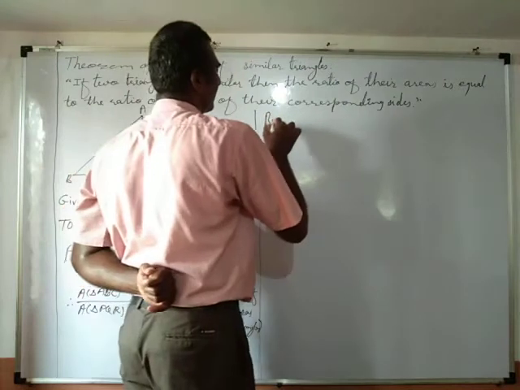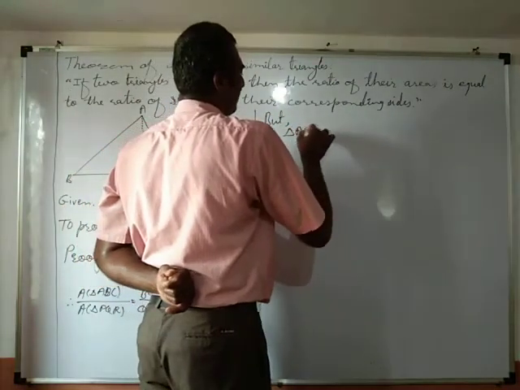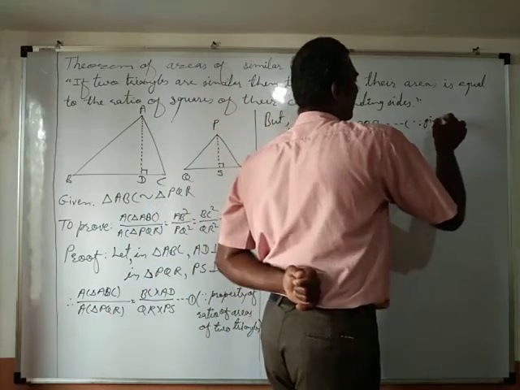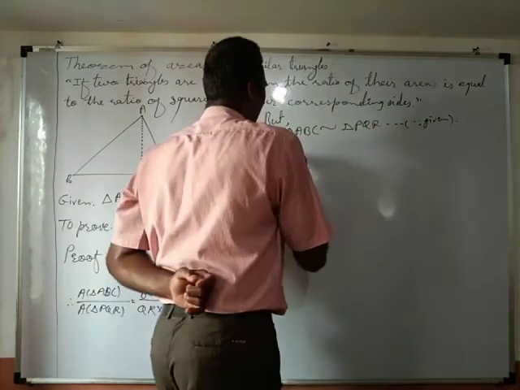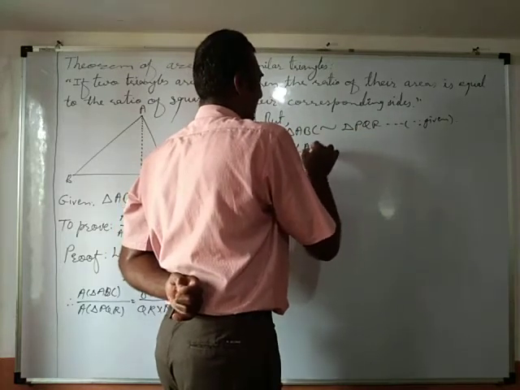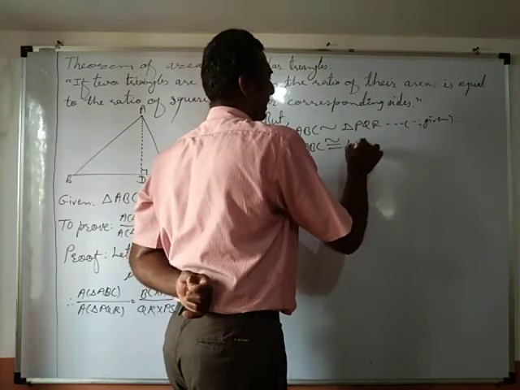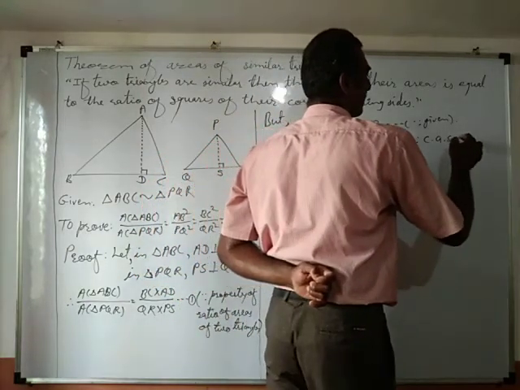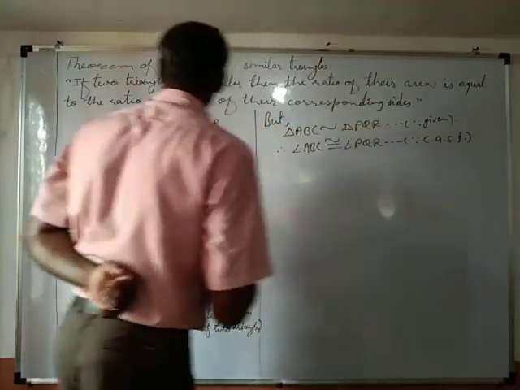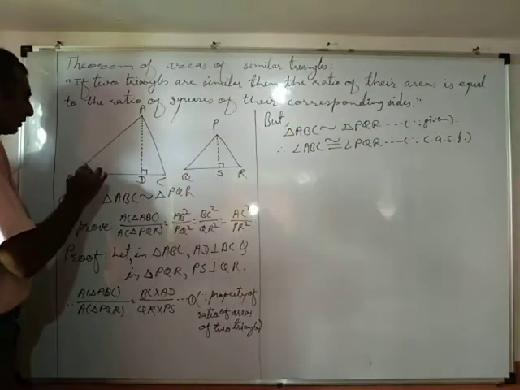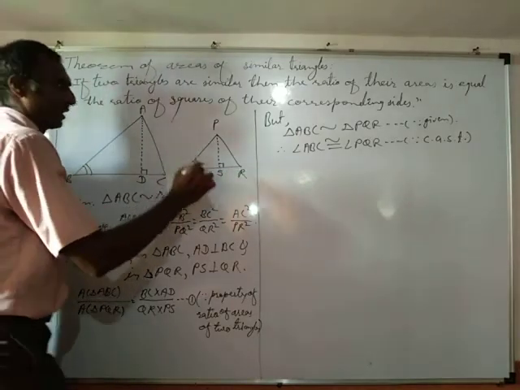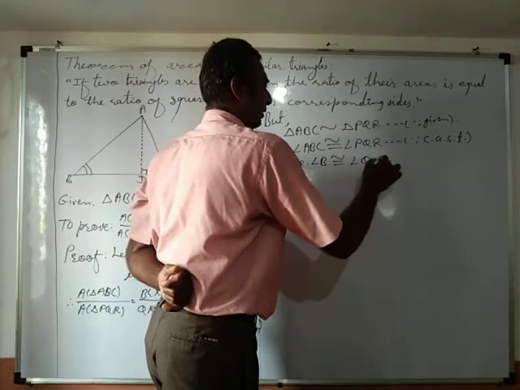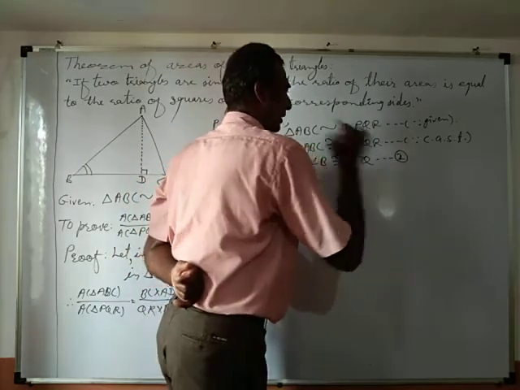But triangle ABC is similar to triangle PQR since it is given, and therefore angle ABC is congruent to angle PQR, since corresponding angles of similar triangles are congruent. Okay, let's denote these angles by identical marks. That is, angle B is congruent with angle Q. Let's call it equation second.